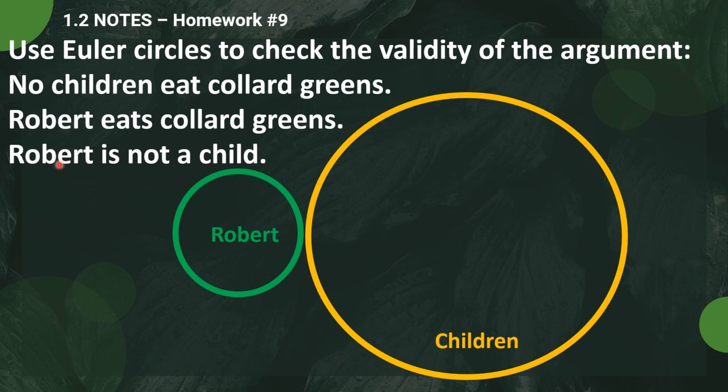Then it says Robert is not a child. Is that a valid statement? Robert is not a child. That is a valid statement. According to those circles, that is true. Robert is not a child. Okay, I know those seem silly, but that's just a different way to use deductive reasoning to form the validity of different arguments. Okay, that is the end of section 1.2.